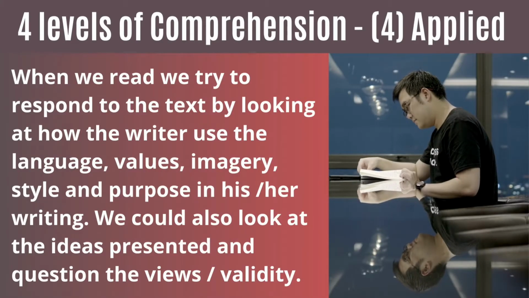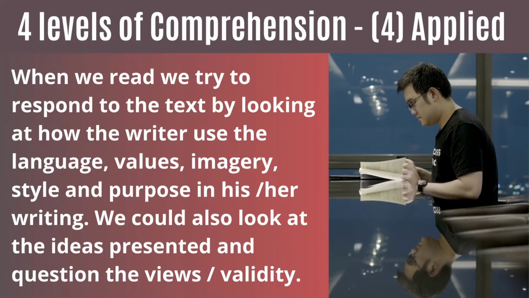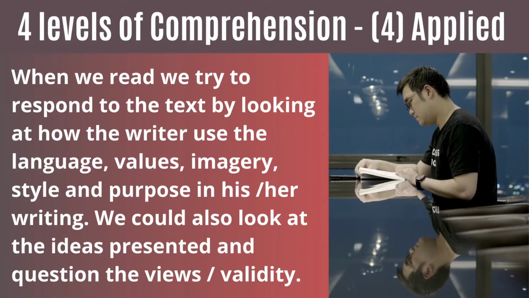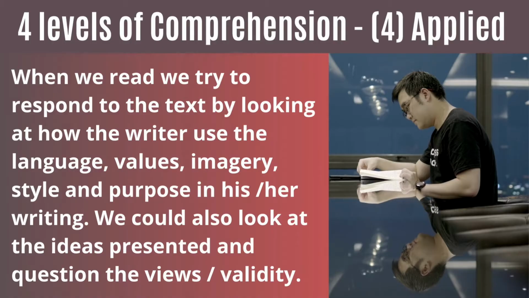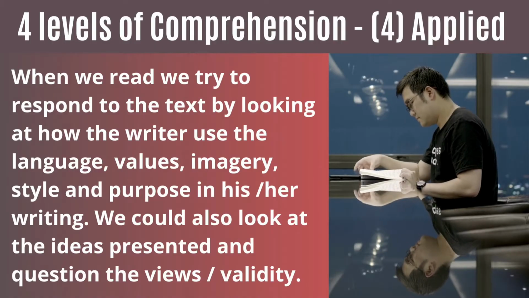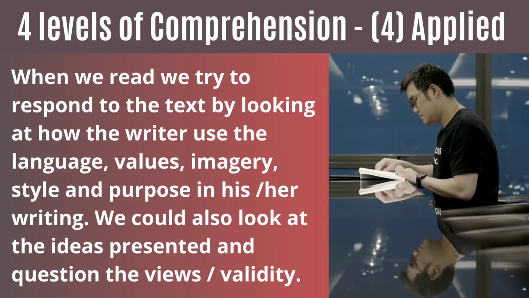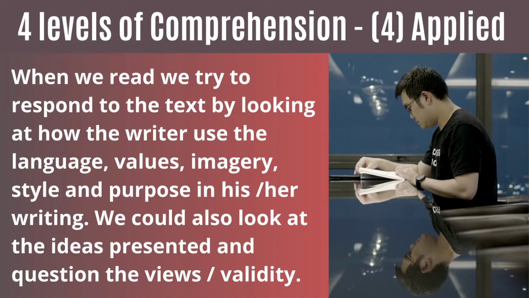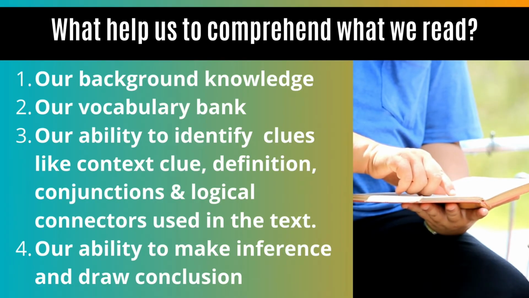Okay, the fourth level is applied. So when we read, we try to respond to the text by looking at how the writer used the language, values, imagery, style, and purpose in his or her writing. We could also look at the ideas presented and question the views or validity. At this level, we, the readers, move one step ahead from merely comprehending to looking at the style of the writer's writing.